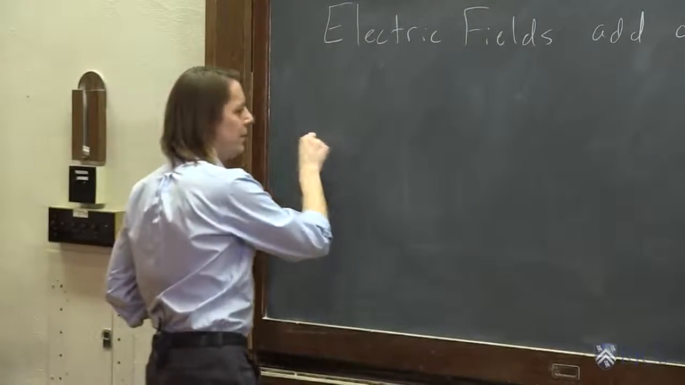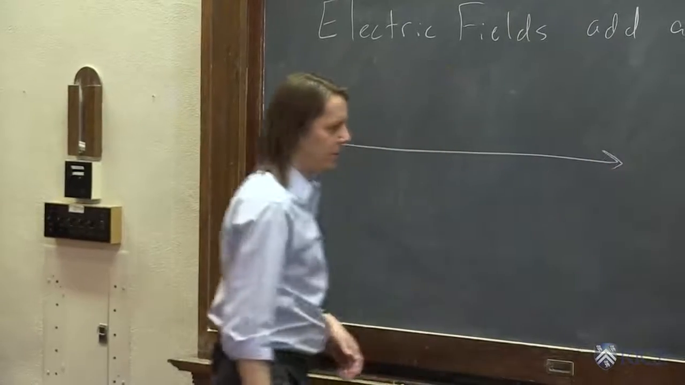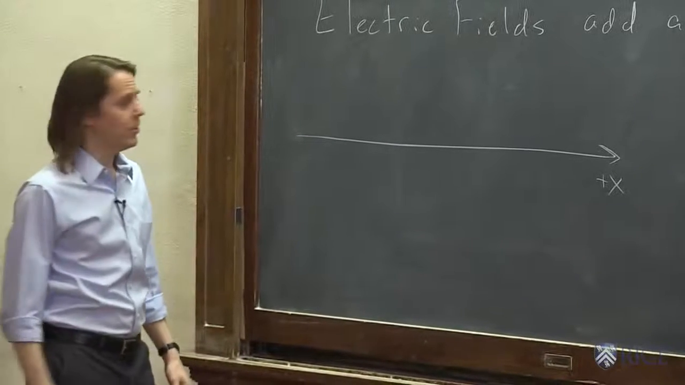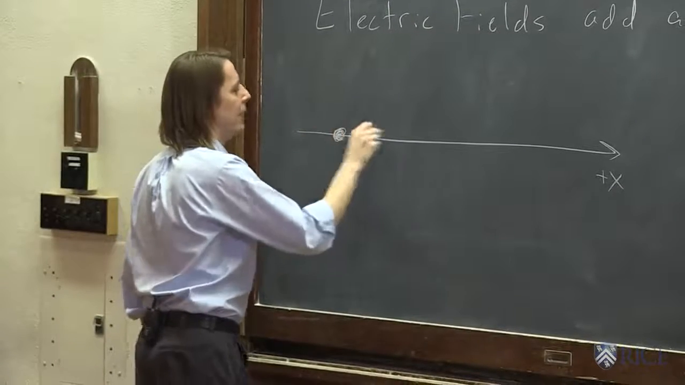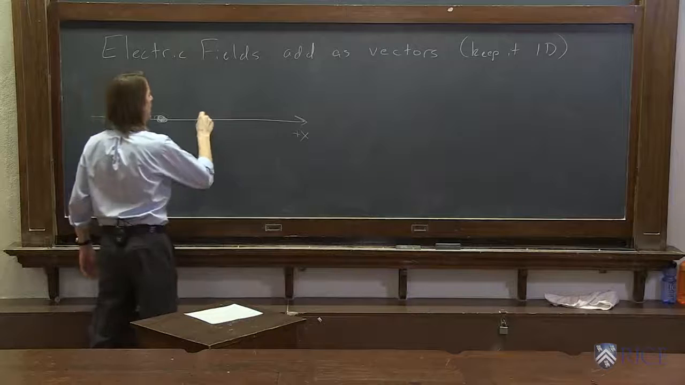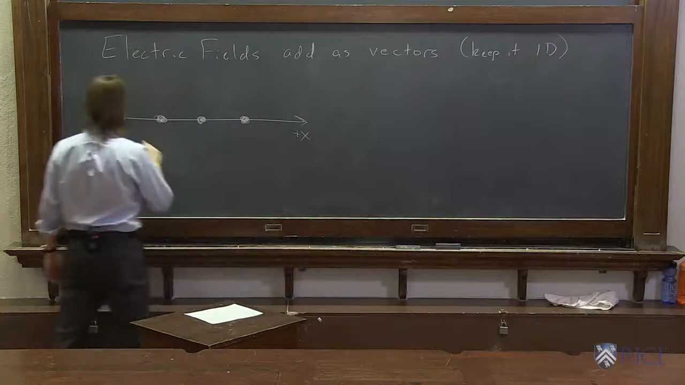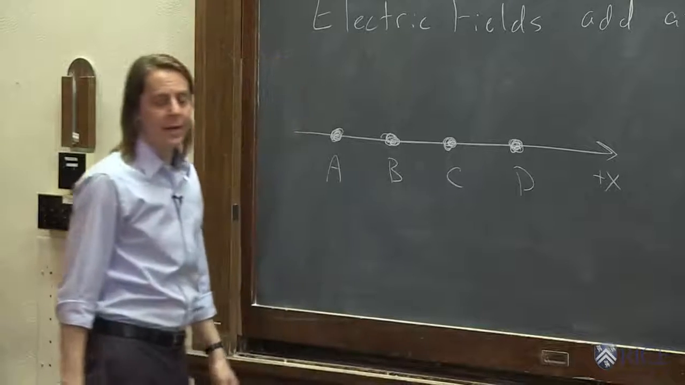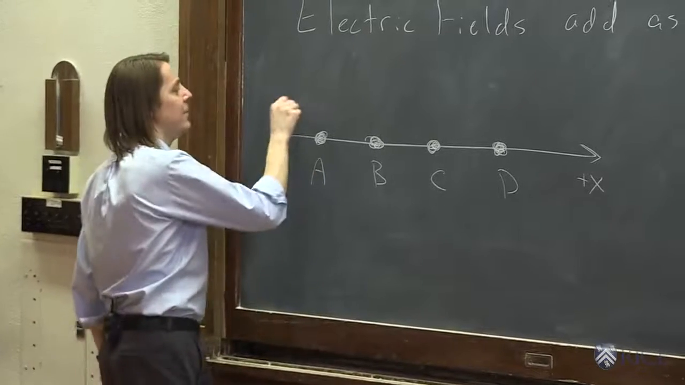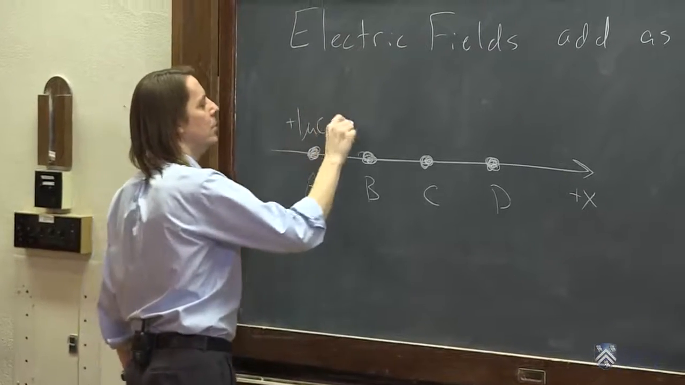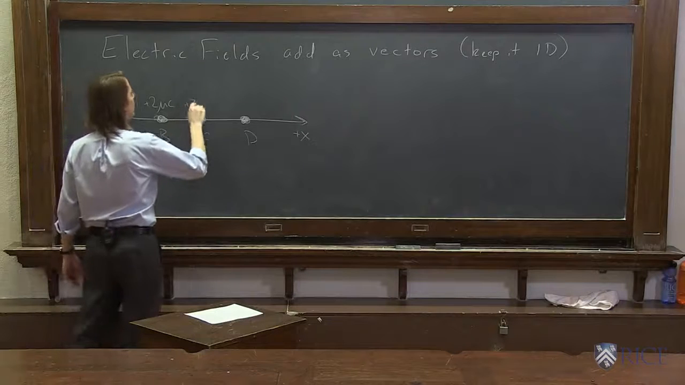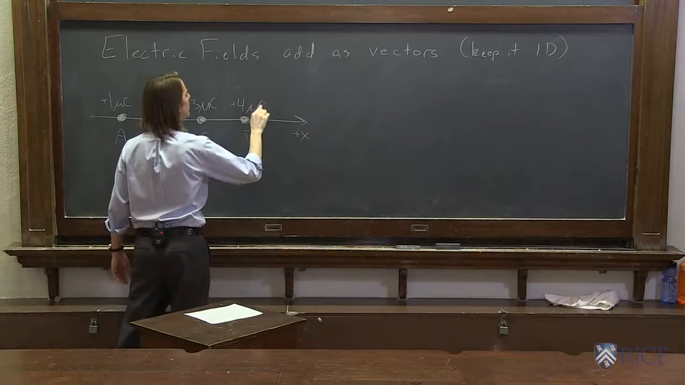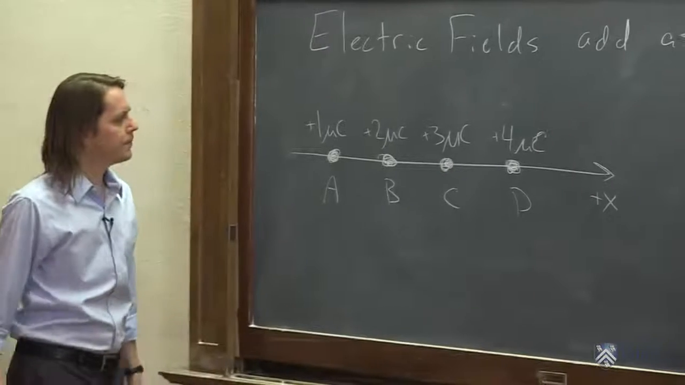So let's lay down an axis here, plus x, x-axis, and we're going to put 4 charges on it. All right, 1, 2, 3, and 4. And I'm going to be very unimaginative and call their positions A, B, C, and D. And I'm going to be further unimaginative and give them charges of 1 microcoulomb, 2 microcoulombs, 3 microcoulombs, and 4 microcoulombs. There we go.